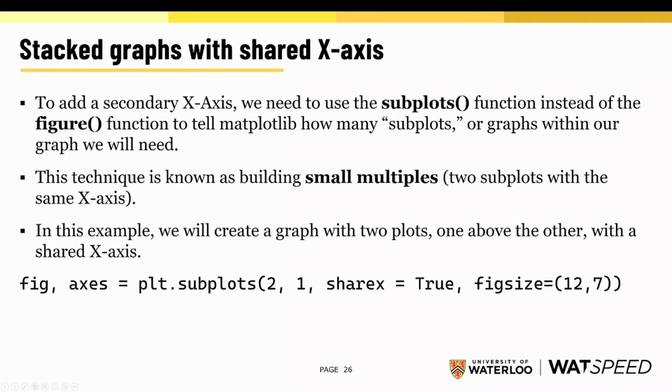In order to display both the percent smokers and lung cancer deaths over time, we're going to investigate a technique that allows us to create two graphs stacked on top of each other with a shared x-axis. In order to do this, we'll need to use the subplots function instead of the figure function to tell matplotlib how many graphs are going to be within the graph we're about to create. This is known as creating small multiples, or two subplots in the same x-axis. So in this example, we're going to create a graph with two plots, one stacked on top of the other, with a shared x-axis. Ready? Let's go.